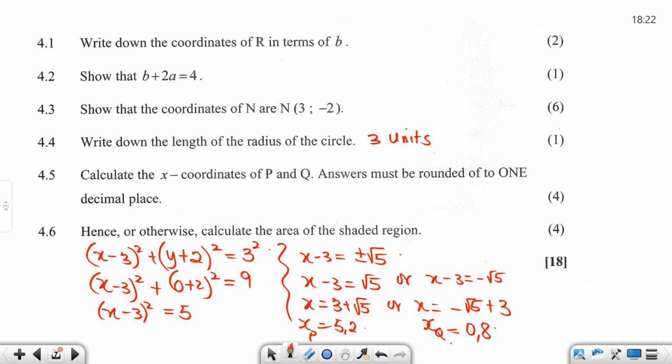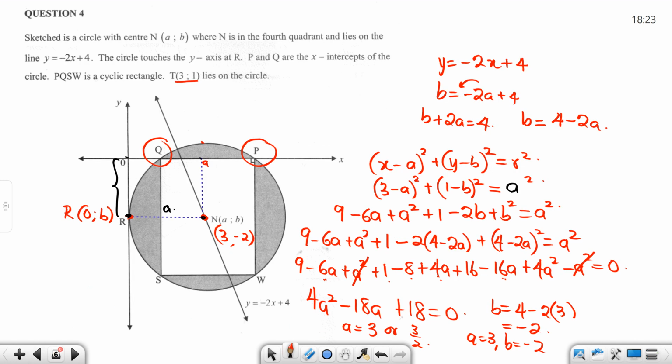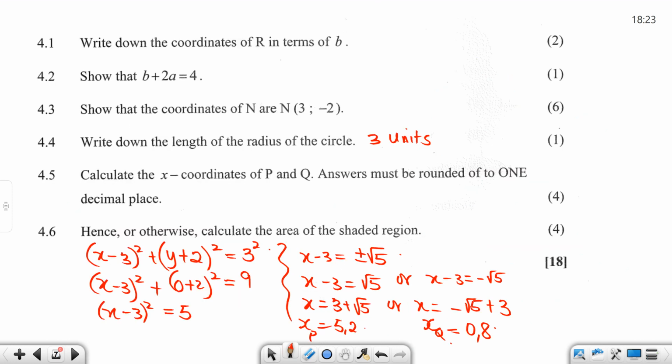Calculate the area of the shaded portion. Grade 8. How do we get the area of the shaded portion? Area of the circle minus area of the rectangle. Right? No, they expect you to know it. You prepared for paper 1, remember?